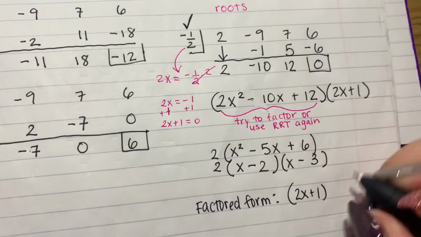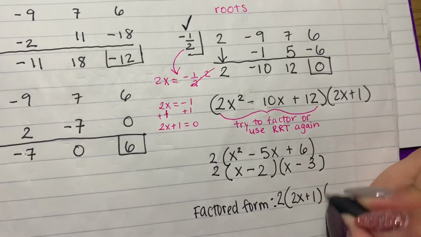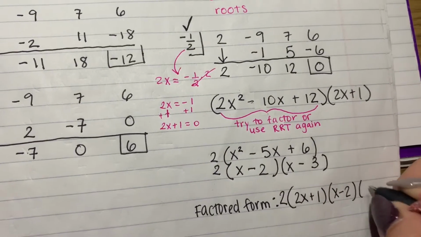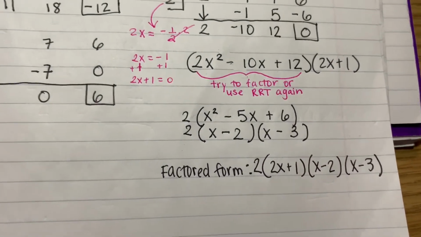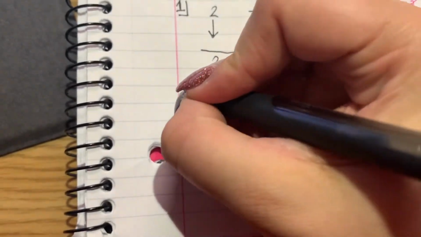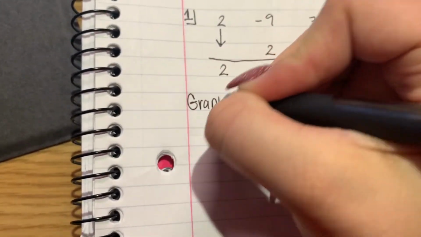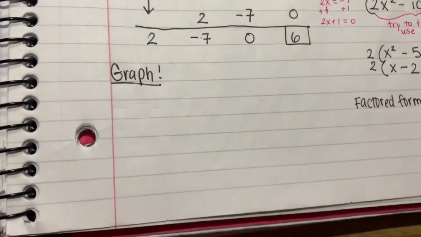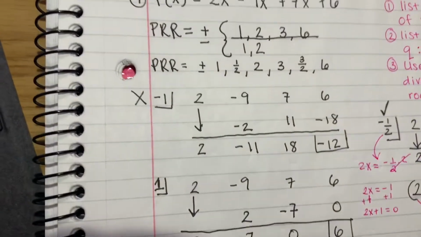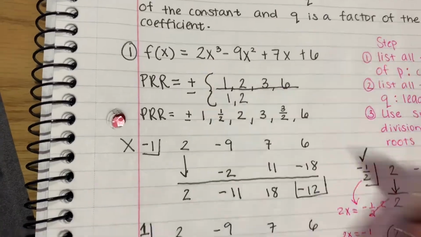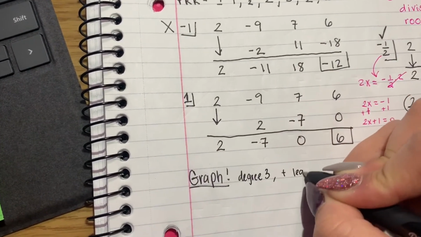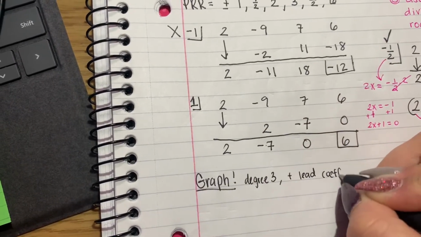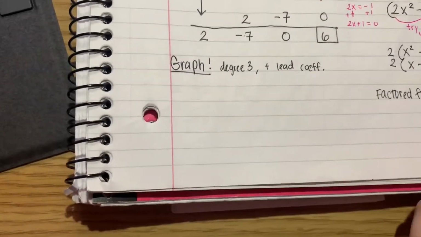I can now write that as a full factored form. I put my 2 in the front, my 2x plus 1, x minus 2, and x minus 3. That is the factored form of this original polynomial. Now that we have all of our factors, we'll be able to sketch a graph of this function. We know the end behavior because we can see that this is degree 3 and it has a positive leading coefficient. That means that the end behavior is going to go down on the left and up on the right.